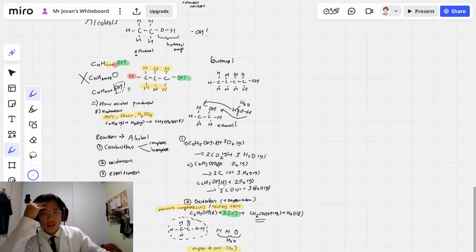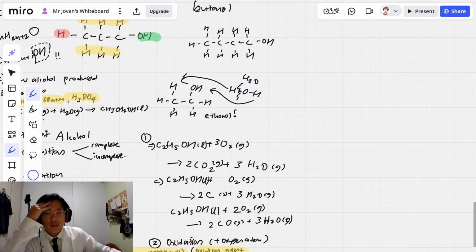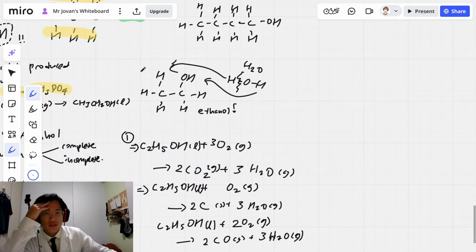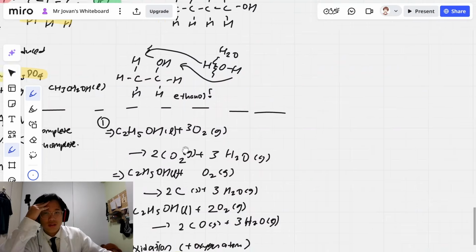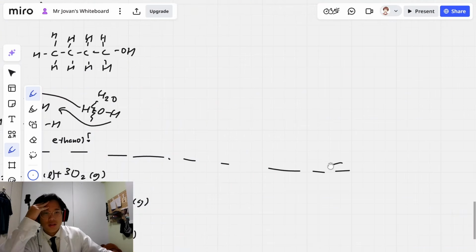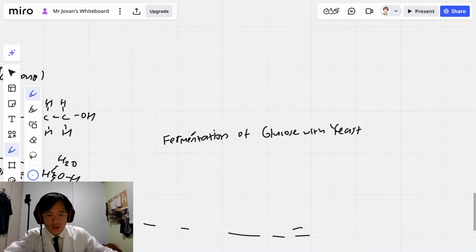Unfortunately for alcohols, I missed out one way the alcohol is produced. Yes, we talked about hydration. However, there's one more way that I've completely missed out. So let's do it at the side. How alcohol is produced is something that you must know: fermentation of glucose with yeast. This is another way to obtain alcohol.